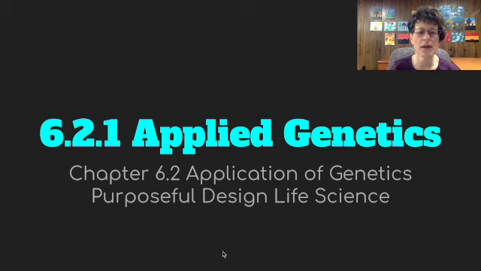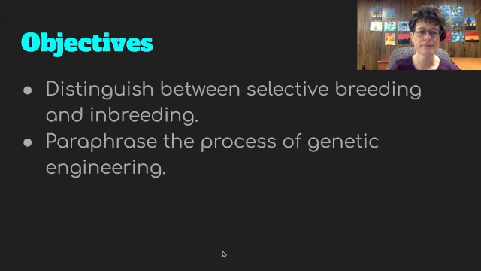So, we've talked about genetics, but how do we use it? Our objectives are going to be to distinguish between selective breeding and inbreeding and paraphrase the process of genetic engineering.